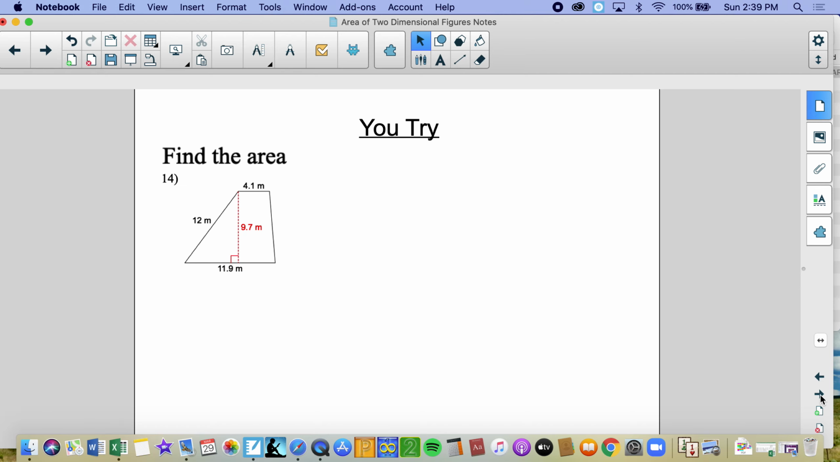Here's the last one. You try this one. This is a trapezoid. Take a peek and unpause it when you're ready to see the solution.